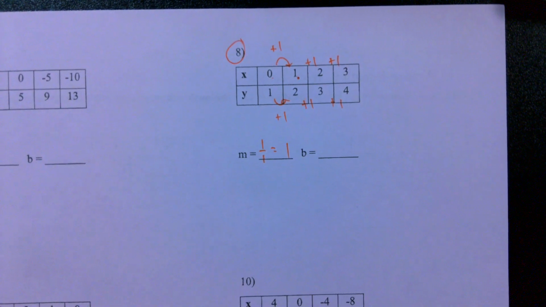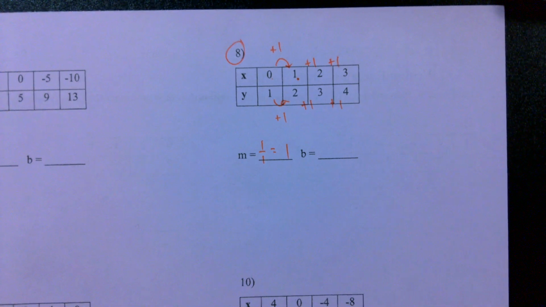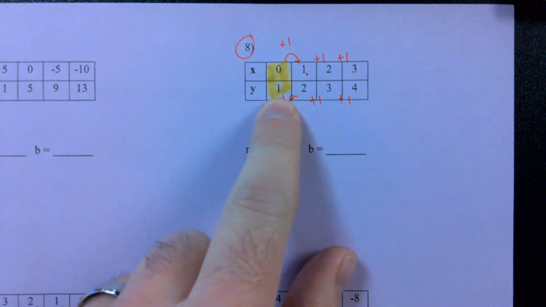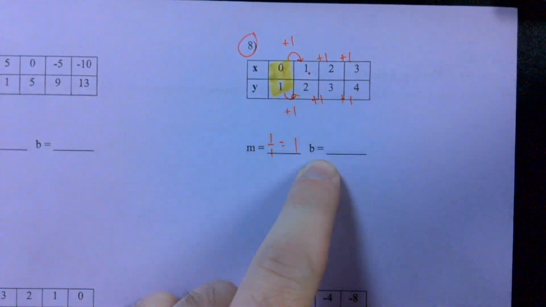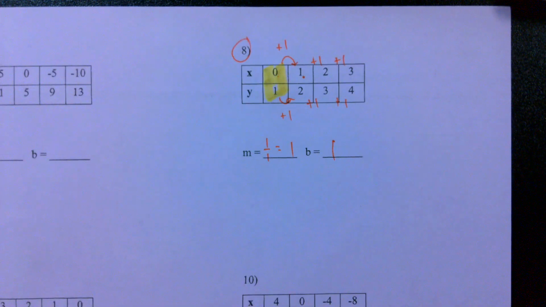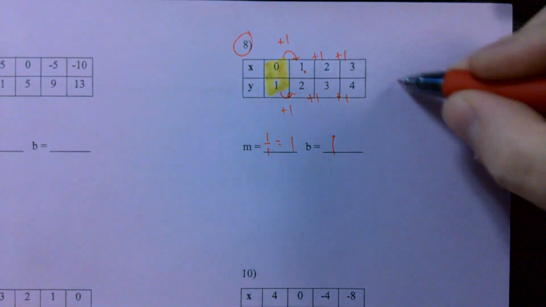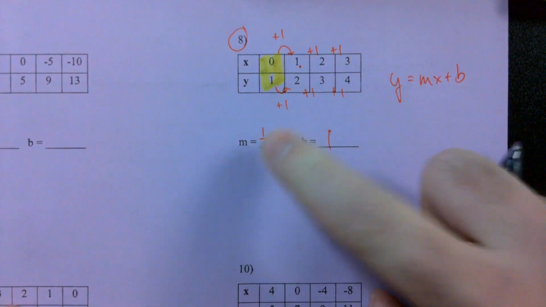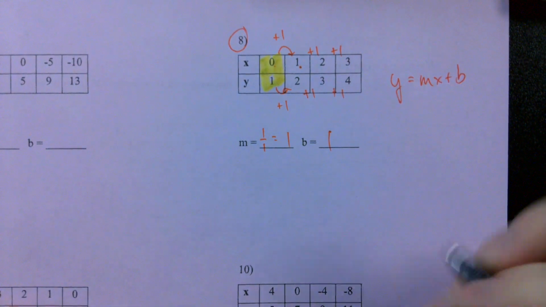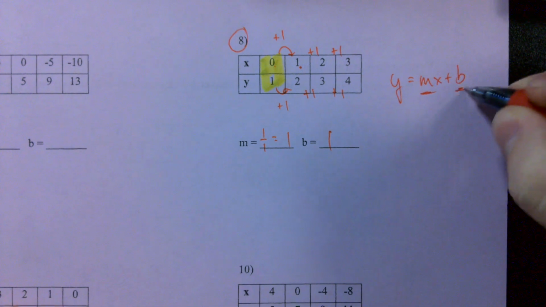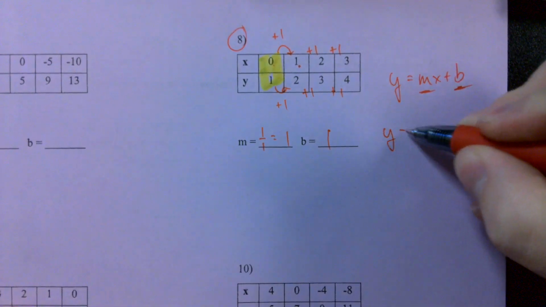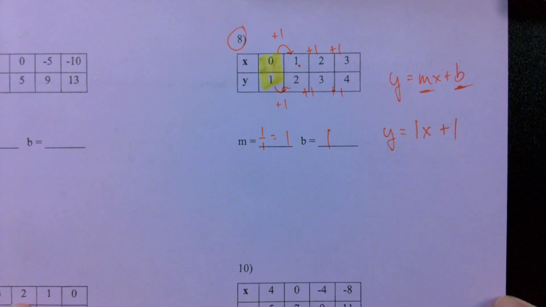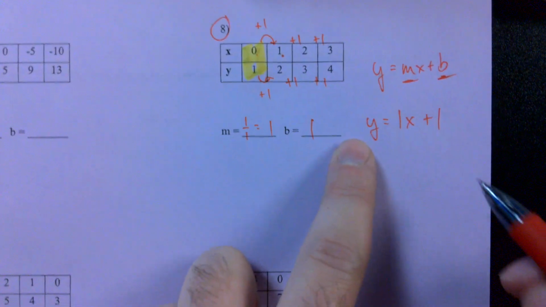Do you see an x value of 0? Yeah, I see an x value of 0. Well, what's right below that 0? 1. So my b value here is going to be 1 as well. If we're going to take this equation and plug in both my 1s, it's going to look like y is equal to 1x plus 1.